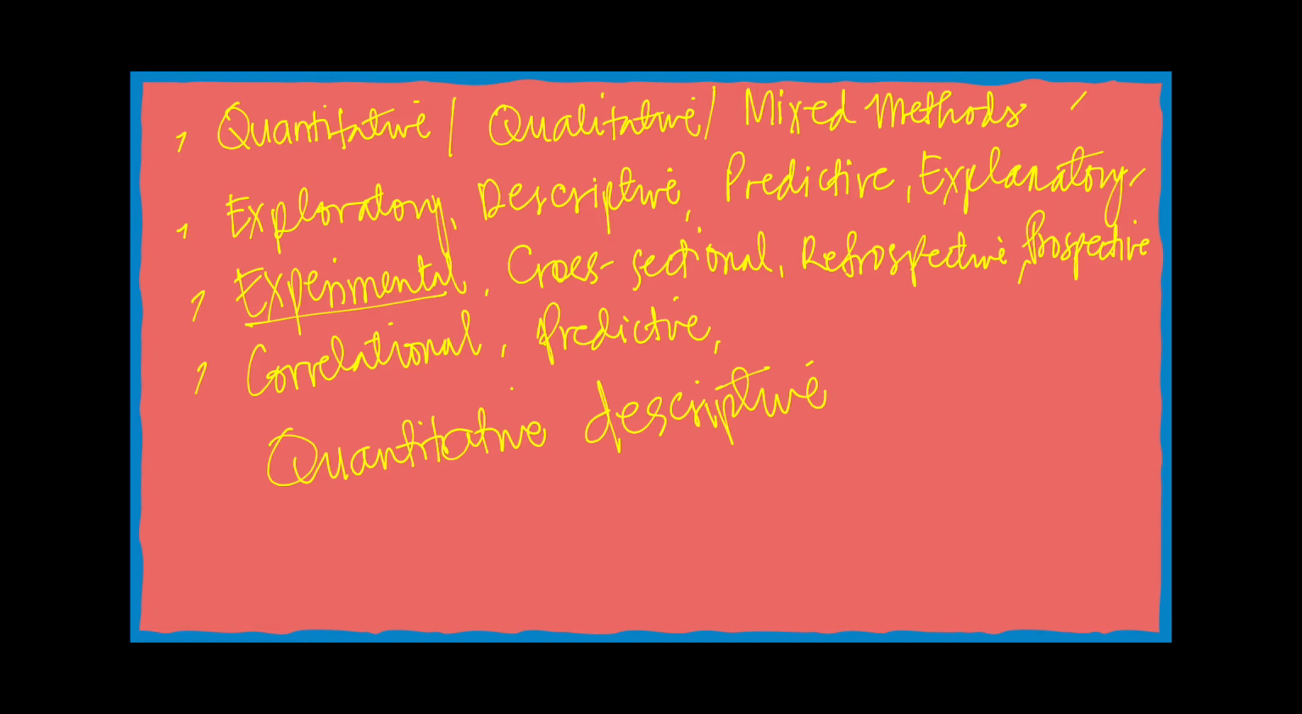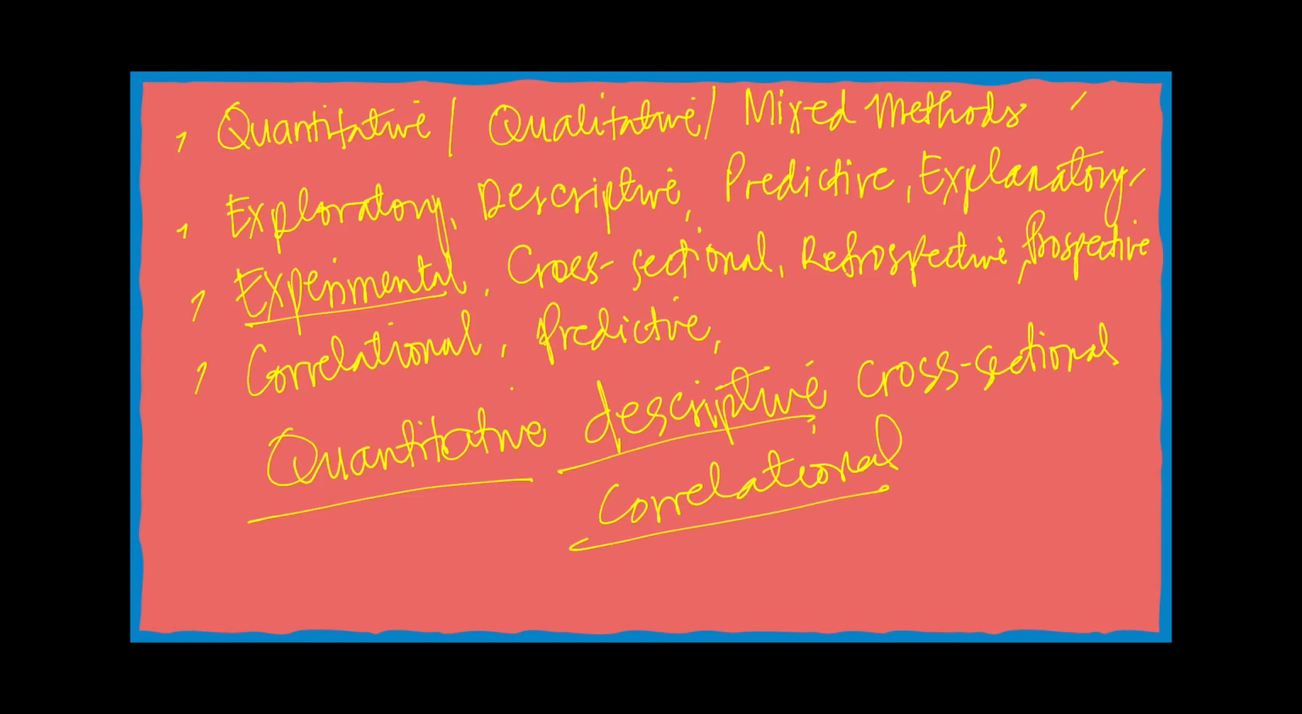So it's descriptive. And then it's cross-sectional, because you're usually collecting the data at one period of time. And it's also correlational, because you are correlating the antecedent variables with the main variable, and the main variable with the outcome variables. So the whole research design is a quantitative research. It's descriptive, correlational, and also a cross-sectional research.